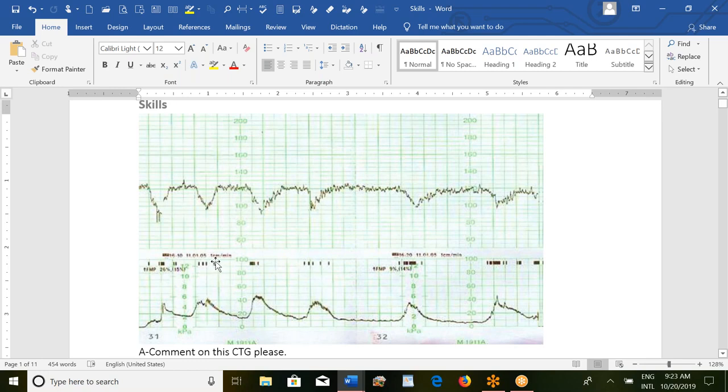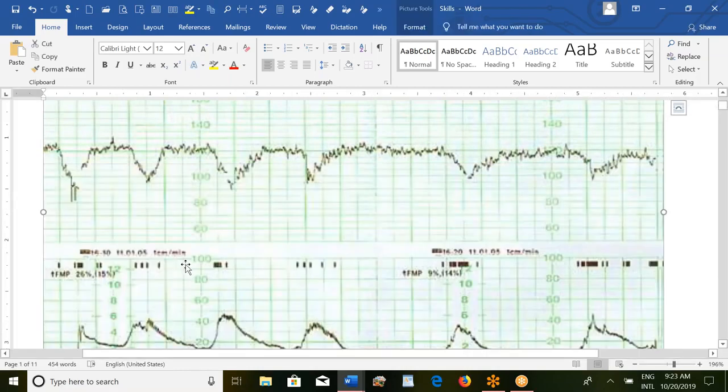And then you should see the paper speed. It is mentioned here, if you can appreciate, 1 centimeter per minute. Because in some machines the paper will run at 2 centimeters per minute, so if we don't check the speed, we can misinterpret. Okay, so you are good when you said that we need a brief patient history. But this is a skill station, so they will not give you details. They will just ask you to comment on this one.